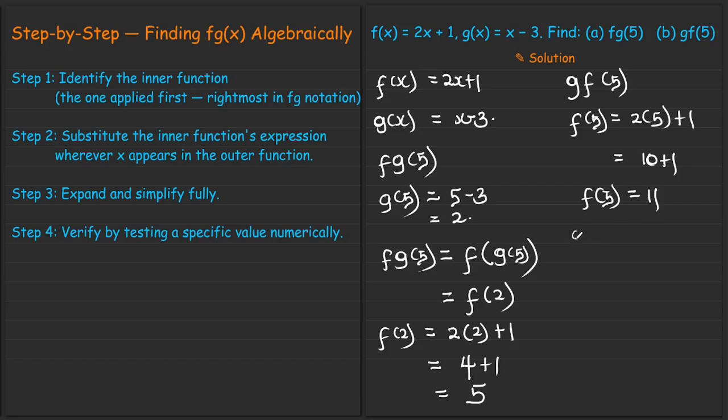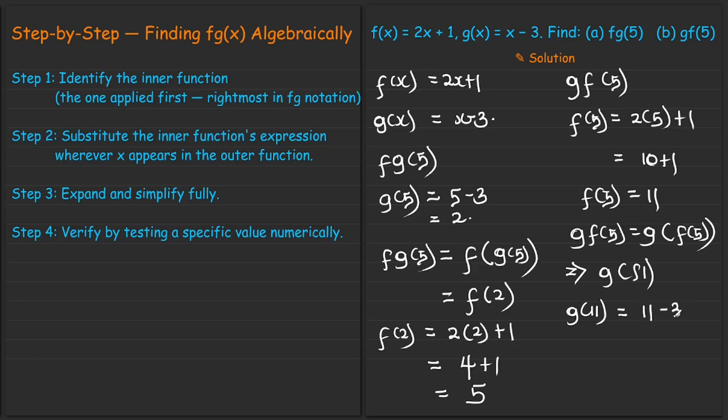With that, we now want our g of f of 5, which is simply g of, in bracket, f of 5. So the f of 5 gave us 11, so we want g of 11. Solving for g of 11, we have the formula here, which is x minus 3. So g of 11 is equal to the x, which now is 11, so 11 minus 3, which is 8.